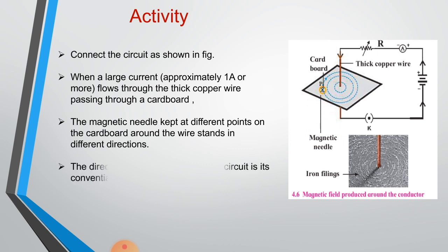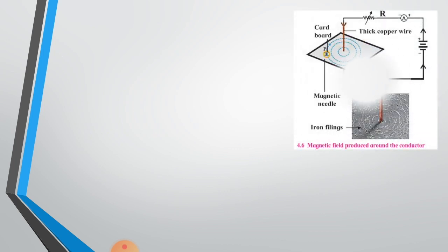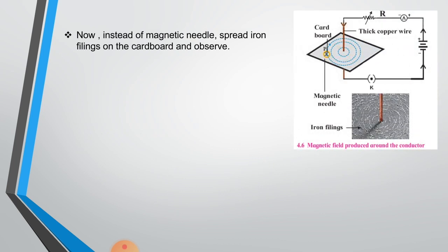Okay, so the direction of current which is shown in the circuit is its convention direction, which means what? Positive to the negative terminal. Okay, it is from positive to the negative terminal. Direction which it is from positive to negative direction. Okay, so that is called the convention direction.